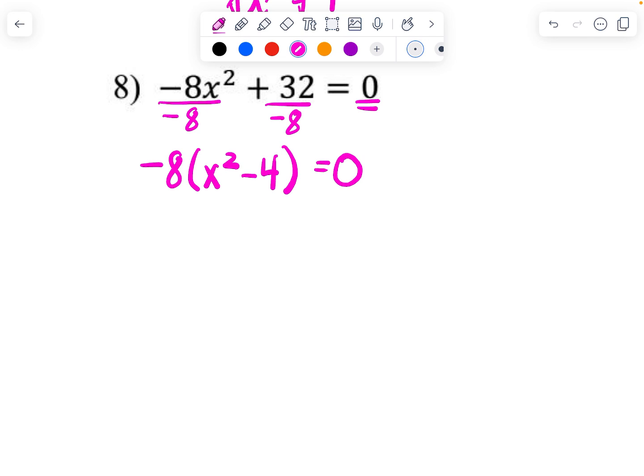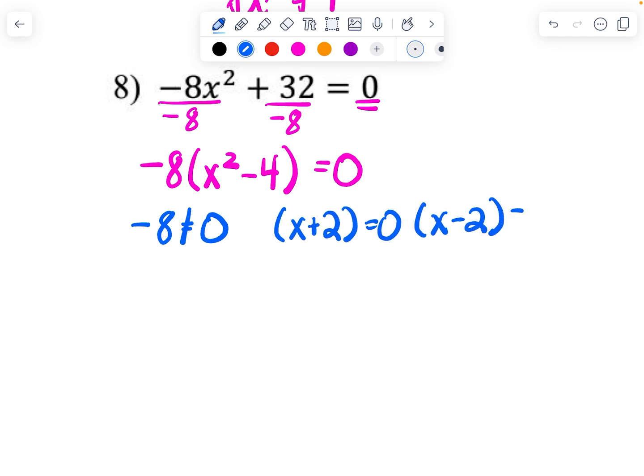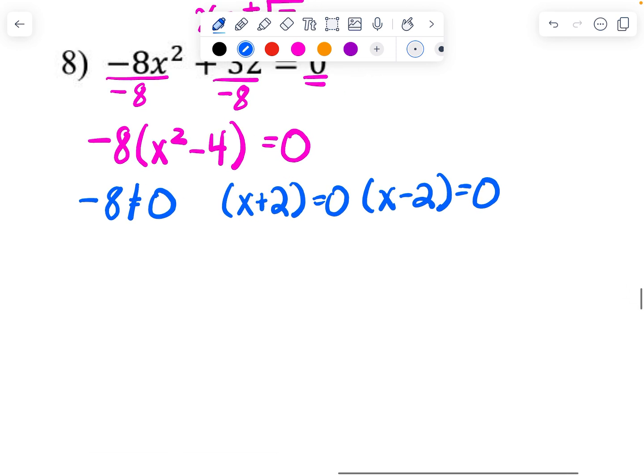If you don't recognize that that is a difference of perfect squares, it's okay. Once you put those equal to 0, you'll figure out that you need to solve it anyway. But right now we have 2 factors. I have negative 8 equal to 0, which is not true. So that's not a solution. We just say negative 8 doesn't equal 0 and move on. I also have x plus 2 equals 0 and x minus 2 equals 0. So that's how my difference of perfect squares factored out. So x equals negative 2 and x equals positive 2.